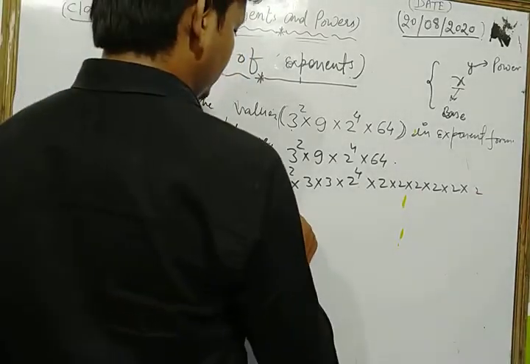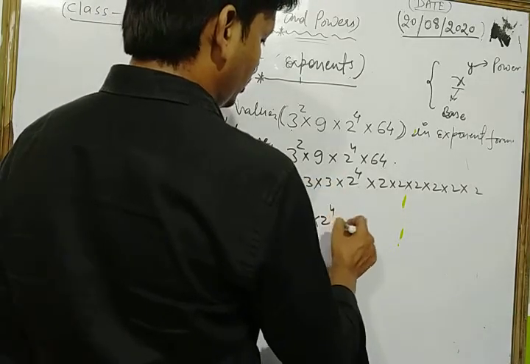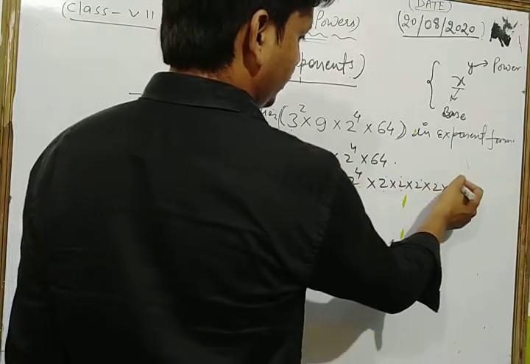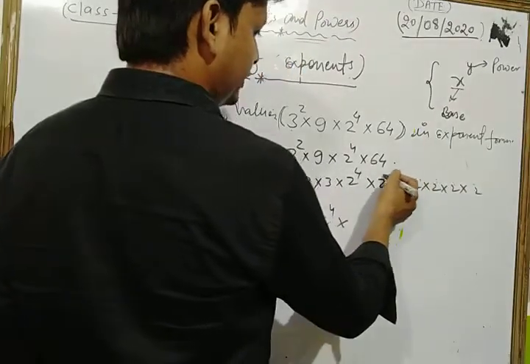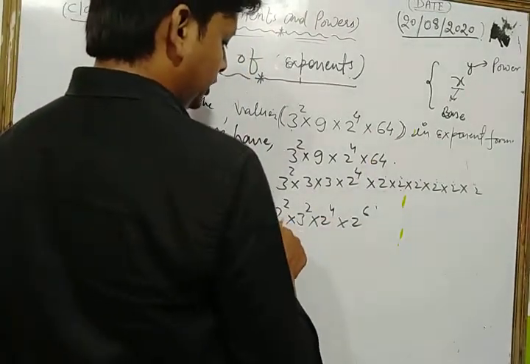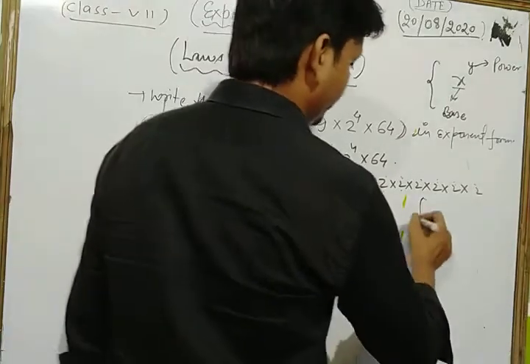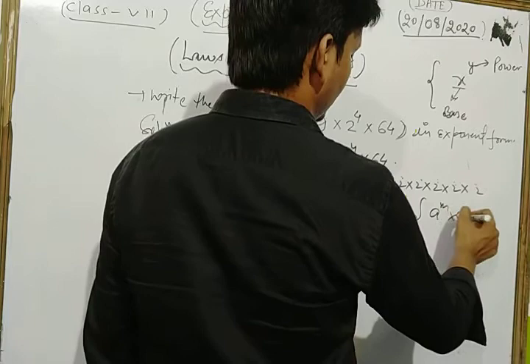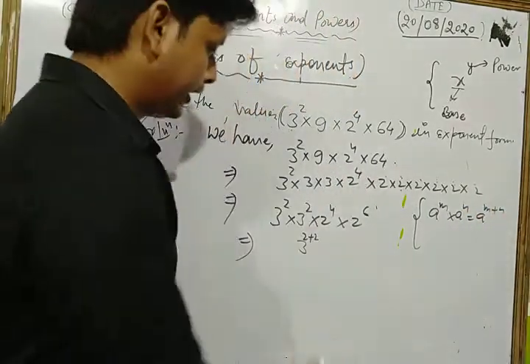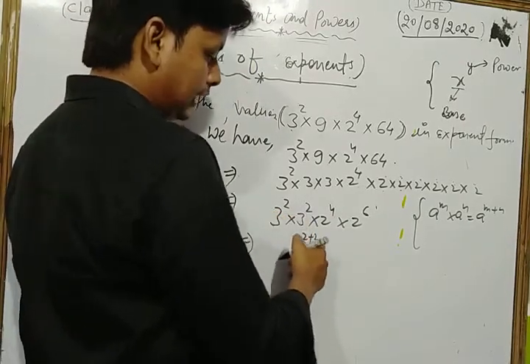Now what we have is 3 square into 3 square, and 2 to the power 4 into 2 to the power 6, where the bases are the same, so we add the powers: 2 to the power 4 plus 6. Because we know that a to the power m into a to the power n is a to the power m plus n. So here, dear student, the bases are the same, so the powers are added, and we write this.